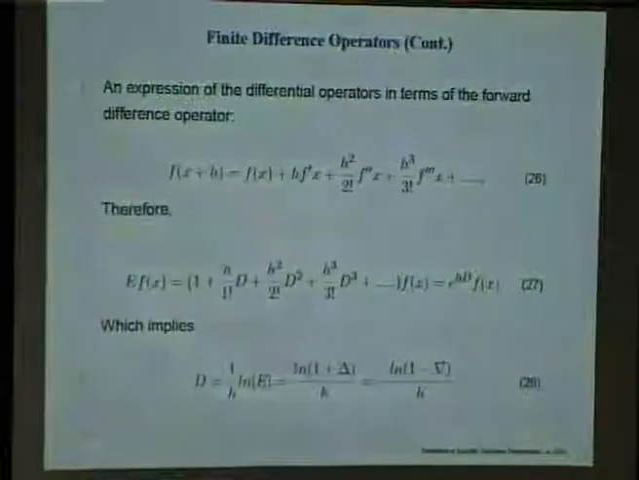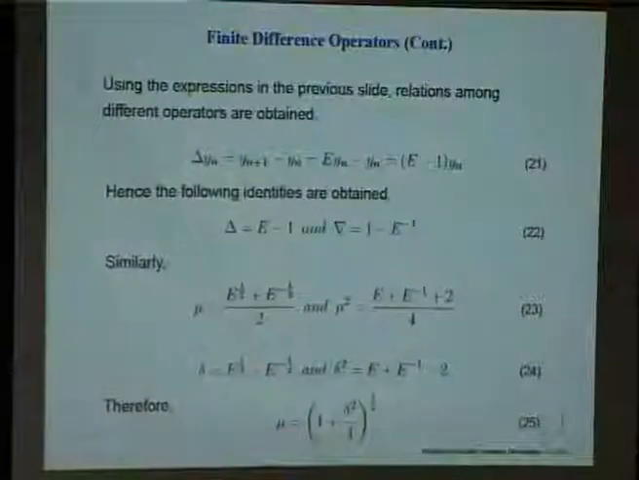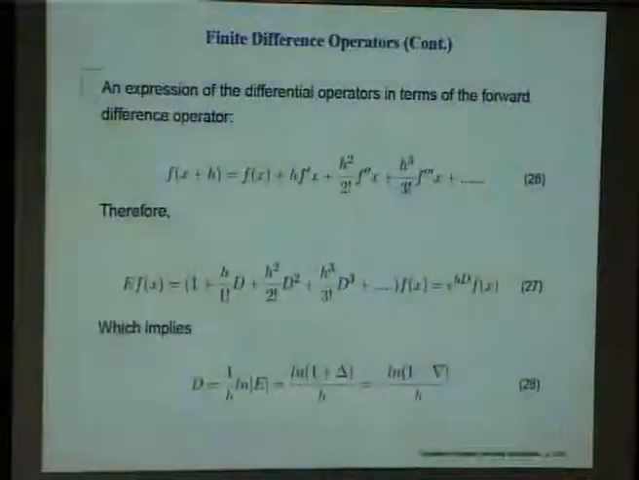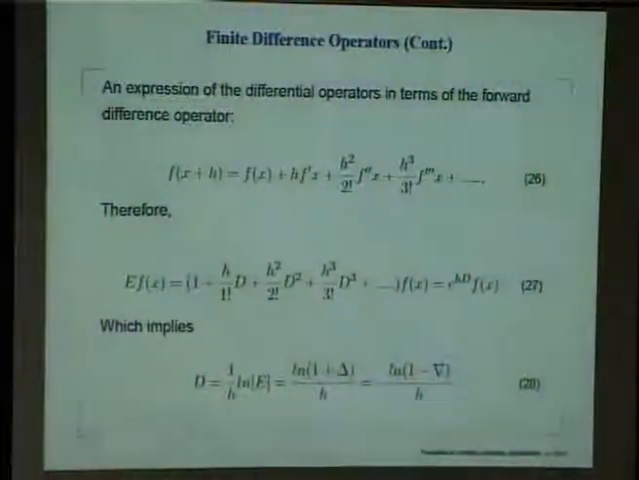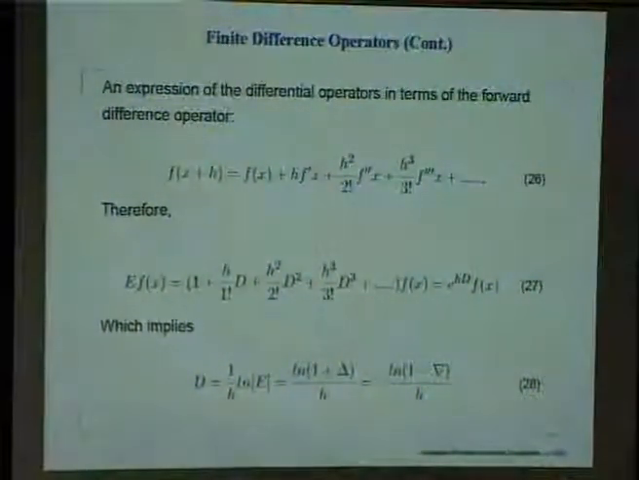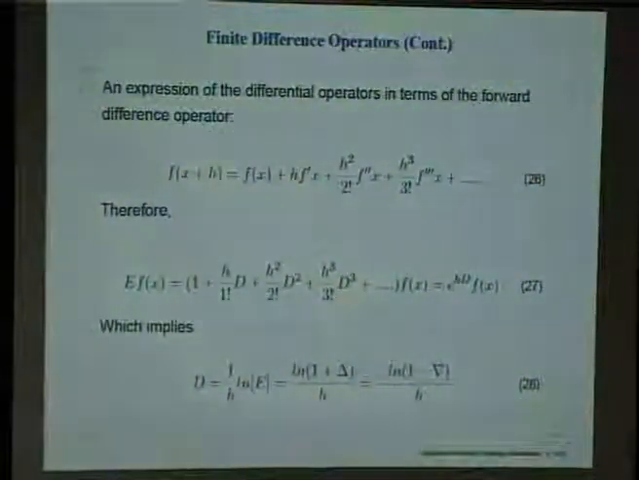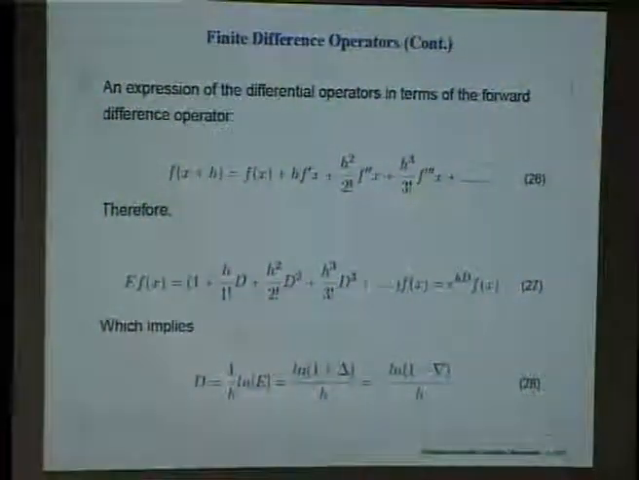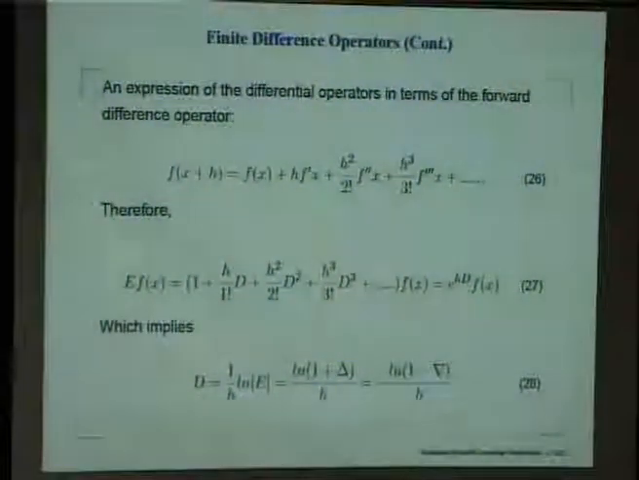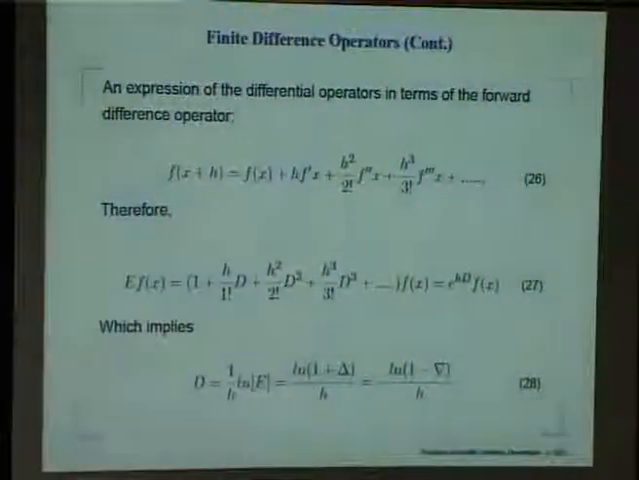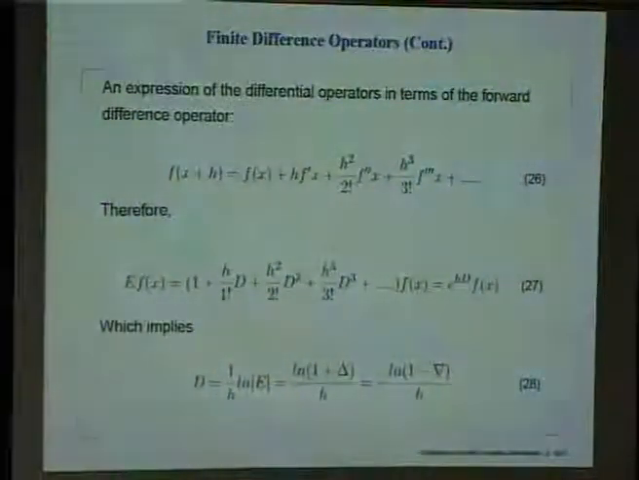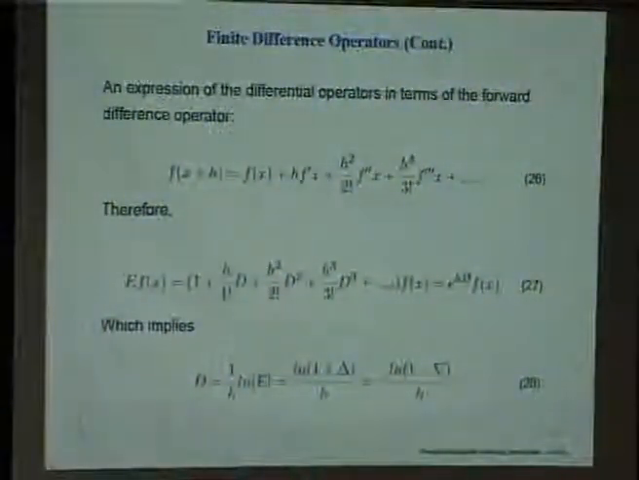And recall in the previous slide we had related E with delta. So, E is 1 plus delta. So, if I do that, then I get d is equal to ln of 1 plus delta by h. The same way I could have also written in terms of the backward operator, that would be ln of 1 minus delta by h. So, basically what we are trying to do is obtain an expression for d. We are obtaining the expression for d in terms of either the forward difference operator or the backward difference operator.